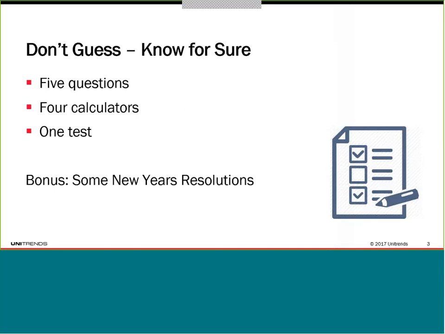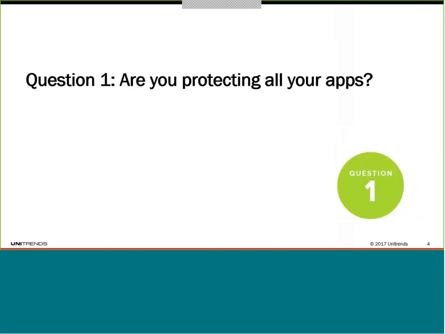So there are a couple of tools that we're going to offer here for you. I'm going to ask 5 questions, basically asking you in your mind to answer these questions. I'm going to direct you to 4 calculators that you can use to show yourself or your management what performance you should have been able to gain, and then direct you to a DR health check test that you can do. And as a special bonus, I'm going to throw in some New Year's resolutions that you should probably make around your DR plan. So let's get started.